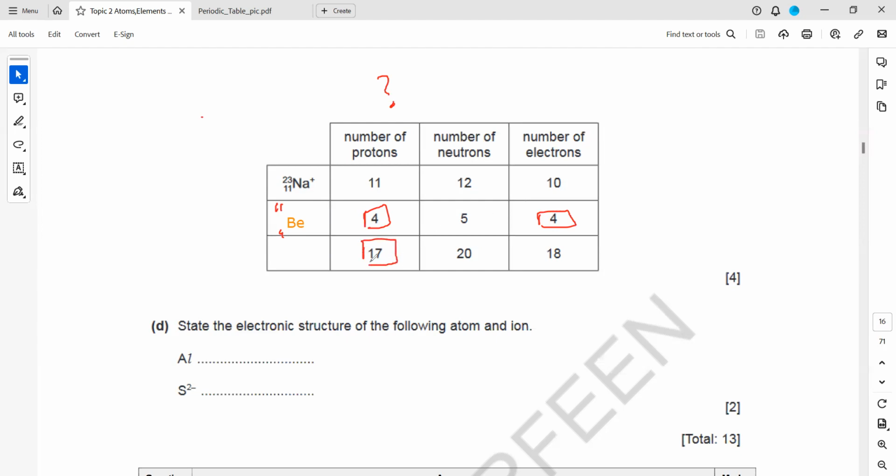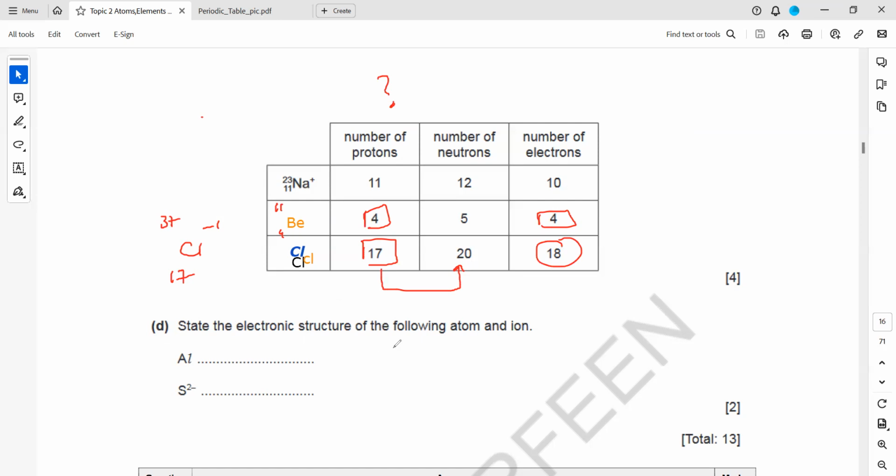Which element has a proton number 17? Chlorine, good. And chlorine is 17. When we write it, it has 17 protons, but 18 electrons are there, so there should be a charge of -1. And what should be the nucleon number? The nucleon number is the sum of protons and neutrons. So 20 plus 17 will make 37.